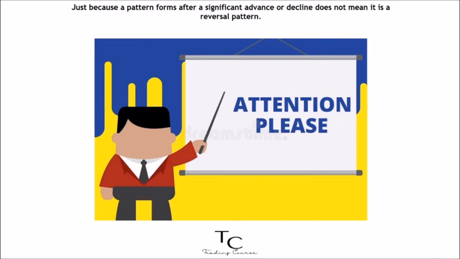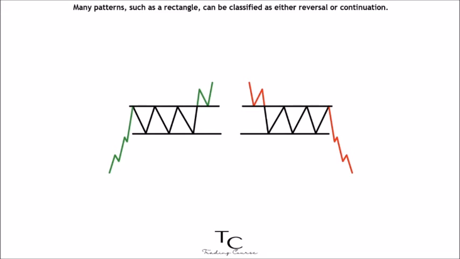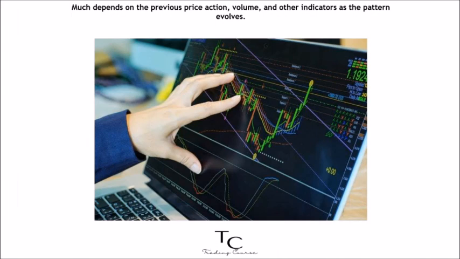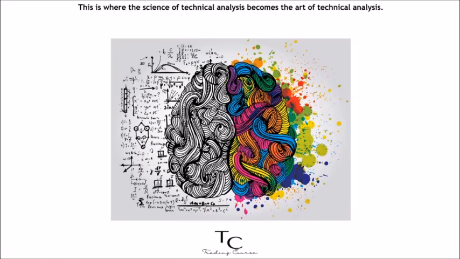Just because a pattern forms after a significant advance or decline does not mean it is a reversal pattern. Many patterns, such as a rectangle, can be classified as either reversal or continuation. Much depends on the previous price action, volume, and other indicators as the pattern evolves. This is where the science of technical analysis becomes the art of technical analysis.